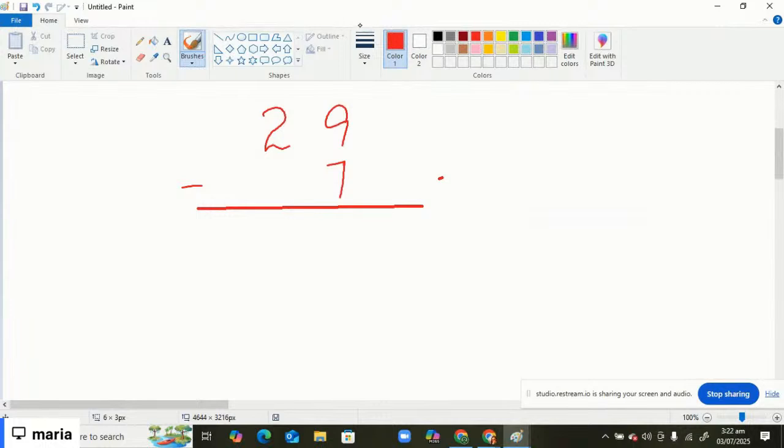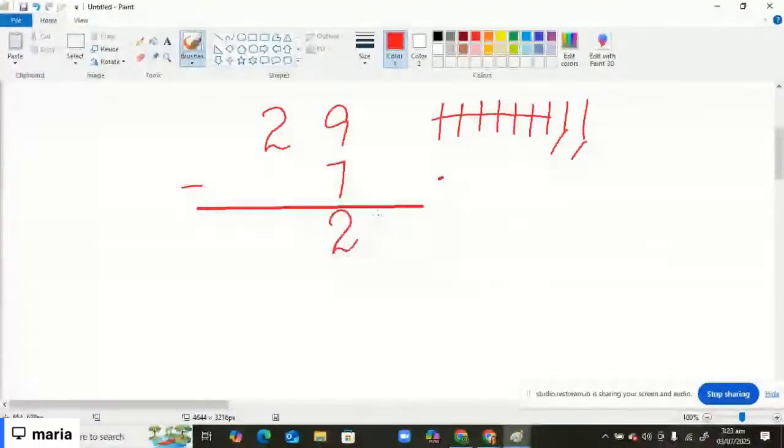So here is 9. So let's draw the 9 lines. So I'm just going to draw the 9 lines. Take away 7. 1, 2, 3, 4, 5, 6, and 7. So how many lines are left? 1 and 2. So 2 lines are left. Okay. We just put the 2 here as it is. And this is our answer. Alright.